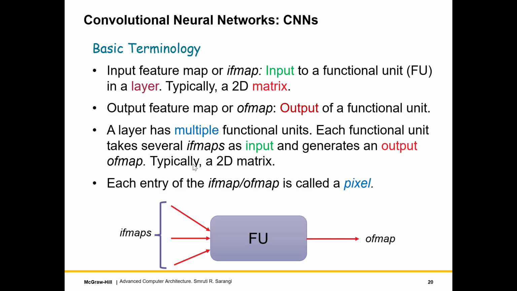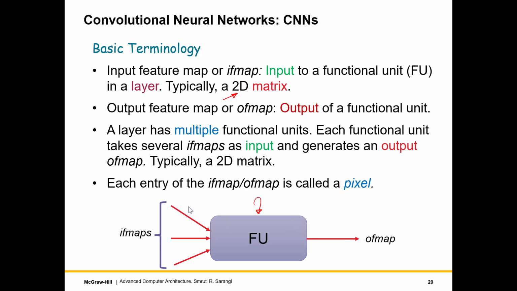So let us define a basic functional unit or an FU. I'll describe the exact inner workings of an FU in subsequent slides. So let us define an input feature map or an IF map. The IF map is nothing but input feature map. It is typically a 2D matrix, but it could be 1D in the case of, let's say, speech, or it could be 3D as well. That is the input to a functional unit, and basically a layer comprises multiple functional units, right? A typical linear or nonlinear layer would comprise multiple FUs.